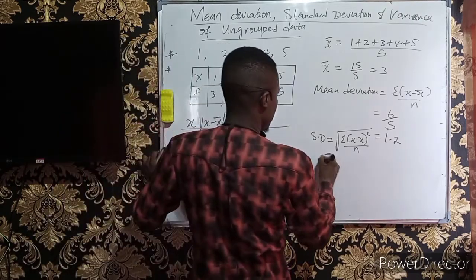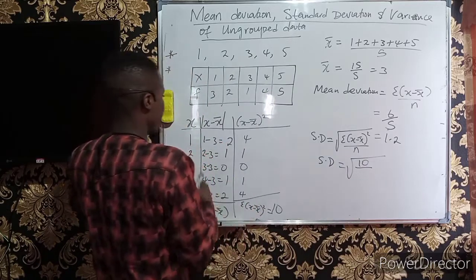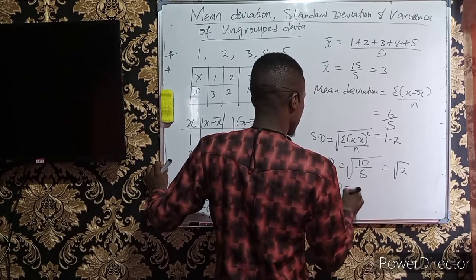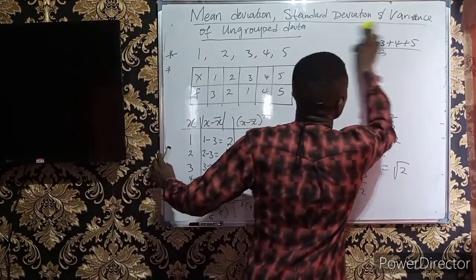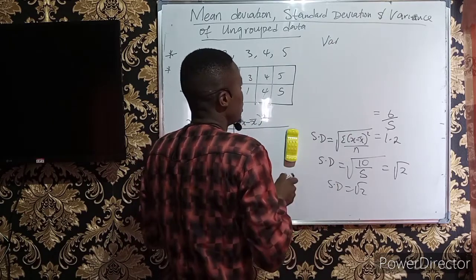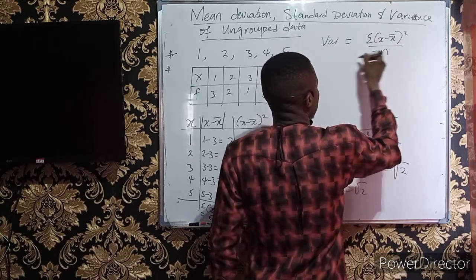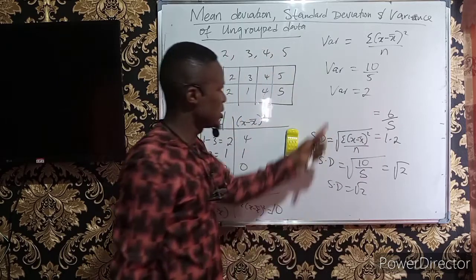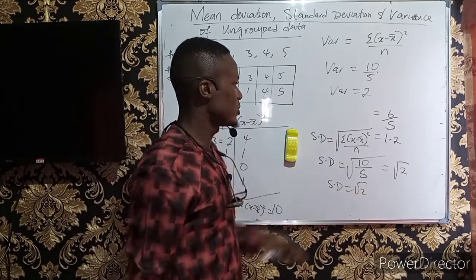Now standard deviation will be the square root of 10 all over n, and n is 5, they are 5 in number. 10 divided by 5 will give me 2. So standard deviation is the square root of 2. You can find the square root of 2 and put it in decimal, or you leave it this way. Then variance, on the other hand, is the square of standard deviation. Variance is just summation x minus x bar all squared over n, which is 10 all over 5. So variance is just 2. The square root of variance is standard deviation, while the square of standard deviation gives us the variance.